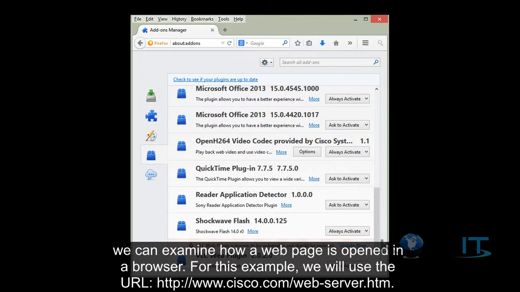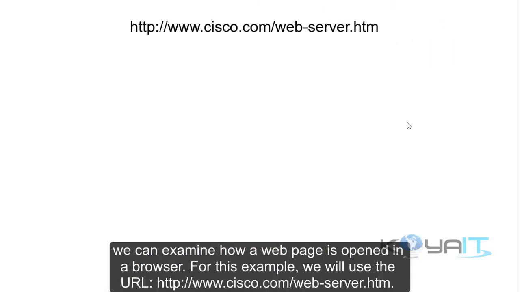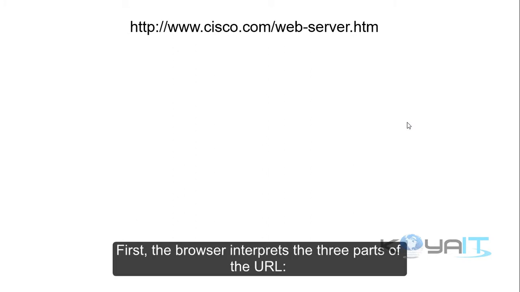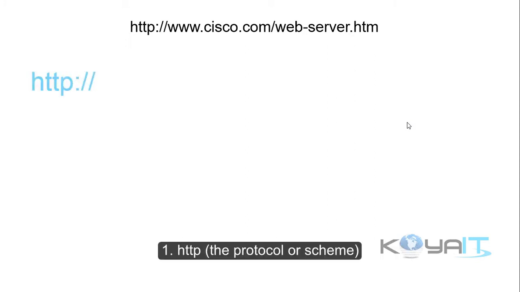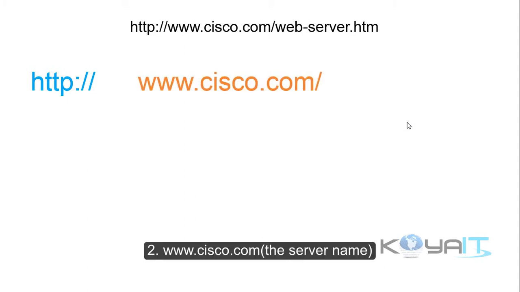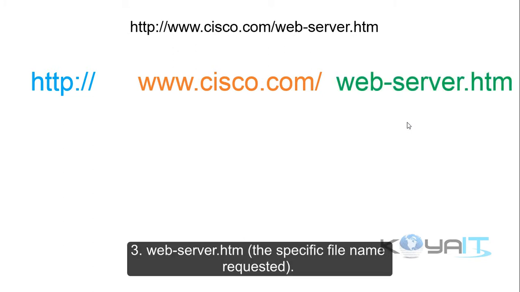We can examine how a web page is opened in a browser. For this example, we will use the URL http://www.cisco.com/web-server.html. First, the browser interprets the three parts of the URL. Number 1, HTTP, which is the protocol or scheme. Number 2, www.cisco.com, the server name. And number 3, web-server.html, the specific file name requested.